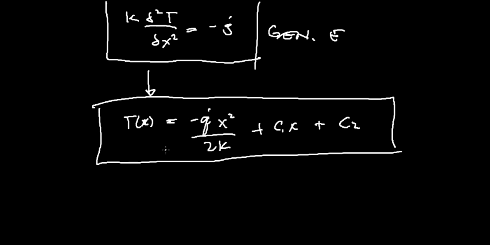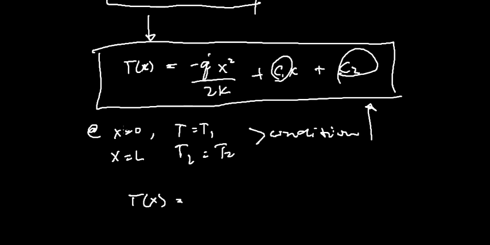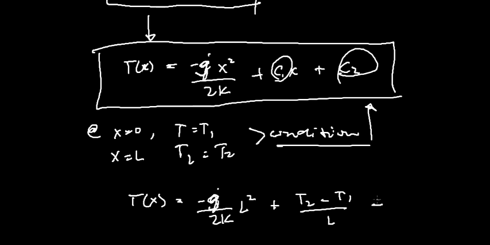After this, if we have two boundary conditions, say at x equal to 0, T is equal to T1, and at x equal to L, T is equal to T2, substituting these conditions into our solution, we can solve for the values of C1 and C2. This will yield our particular solution, which is T equal to negative g dot (this is G, by the way) all over 2k x squared plus (T2 minus T1) all over L plus g dot L over 2k x plus T1.